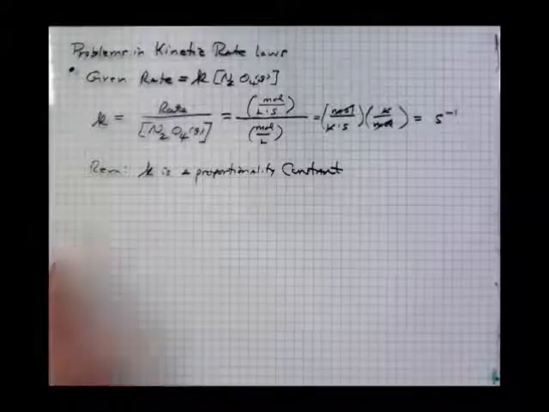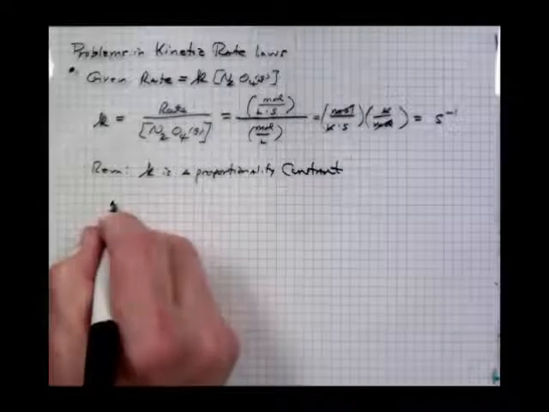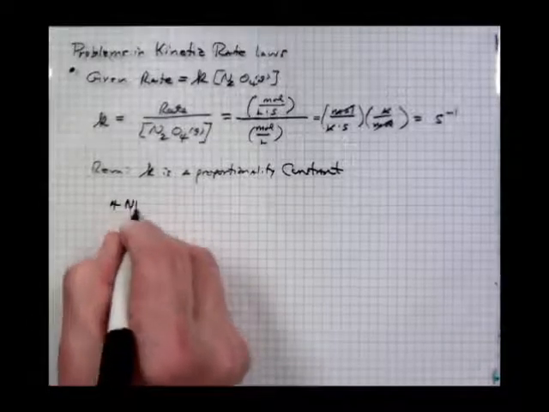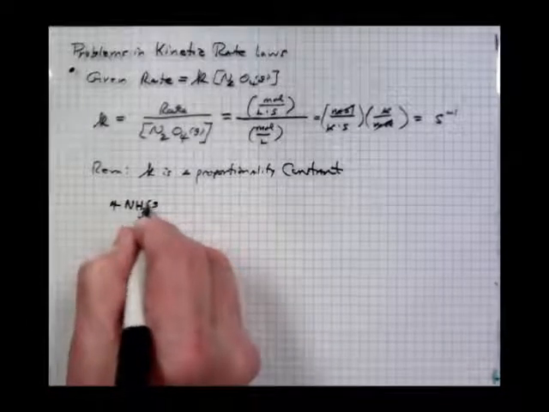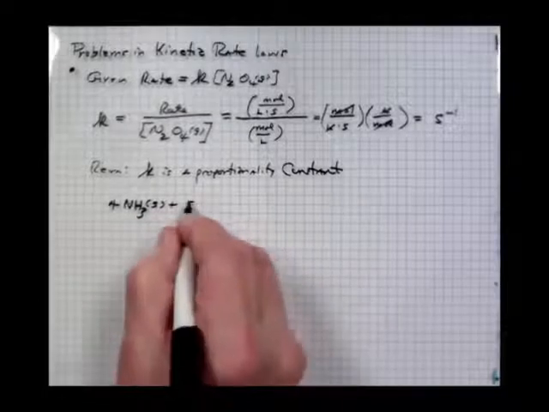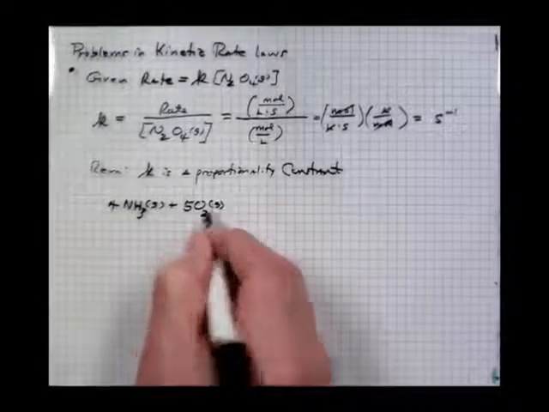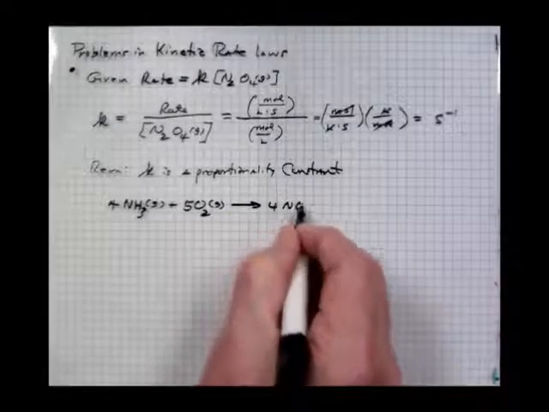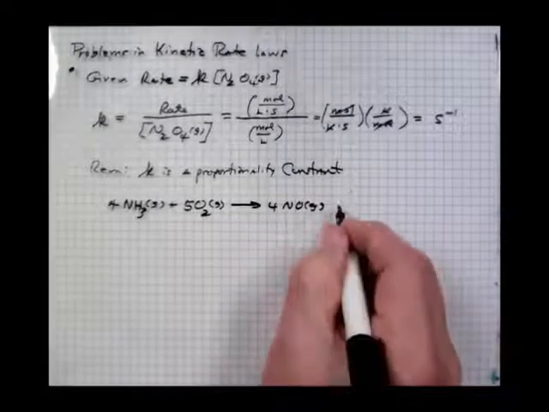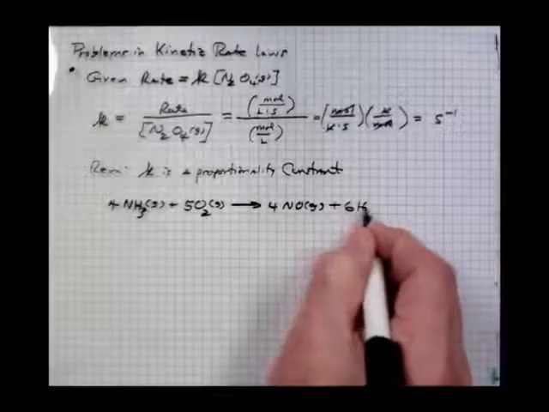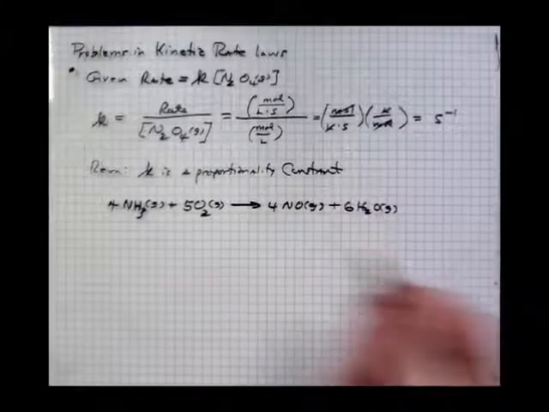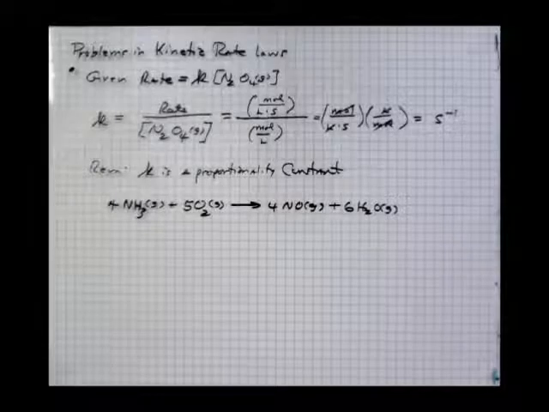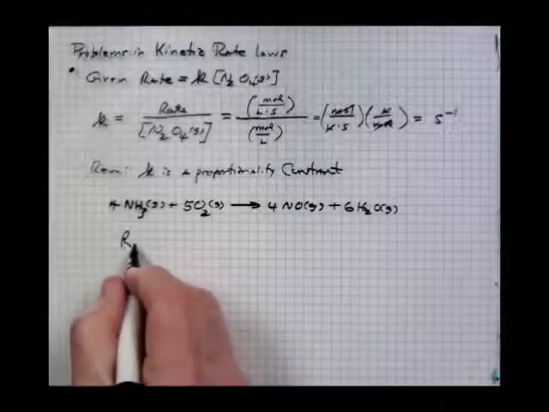I'm going to give you another one here. Here is an equation: 4NH3 as a gas plus 5 O2. This is one like we had on our quiz. It goes to 4NO as a gas plus 6H2O as a gas, like that. Write the empirical rate equation.